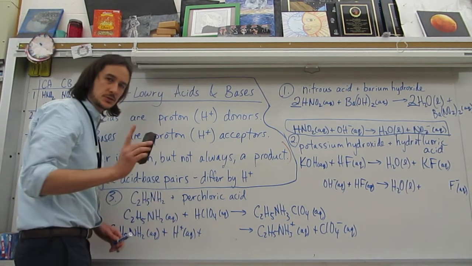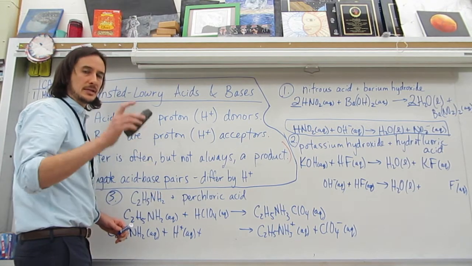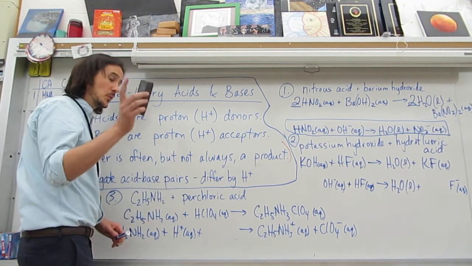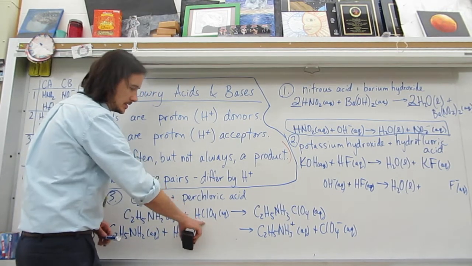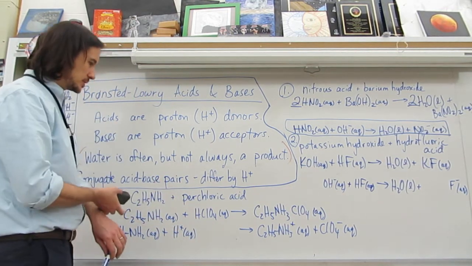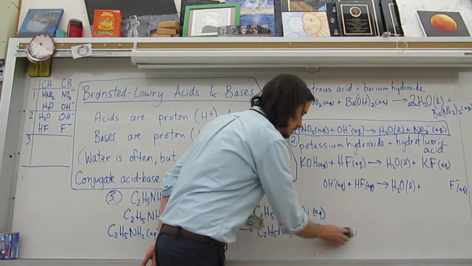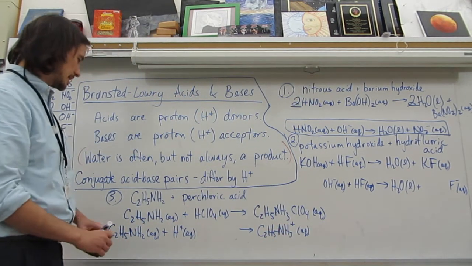We only have one thing that's strong here. We have a weak base and a strong acid. So we're getting rid of that spectator ion associated with the strong acid. All right, so that's our net ionic equation.